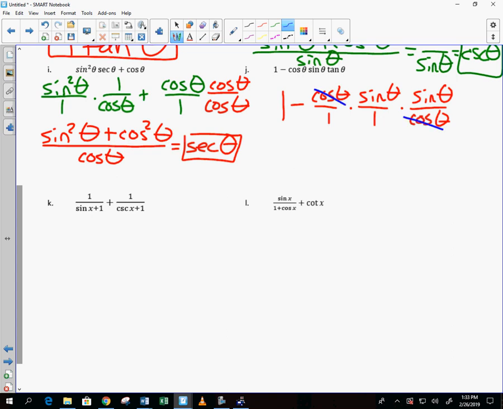Yes, awesome. So what do I have? 1 minus sine squared. Awesome sauce.